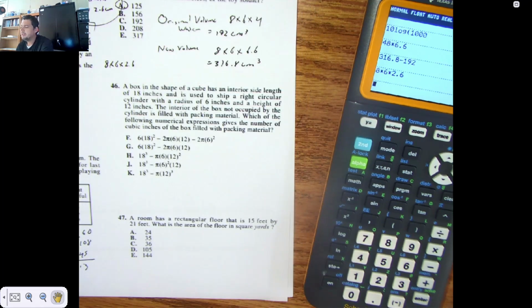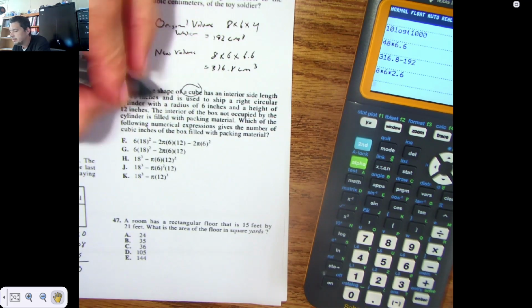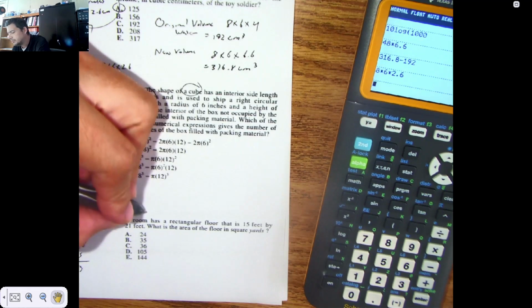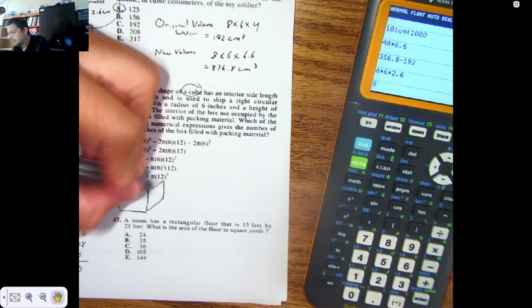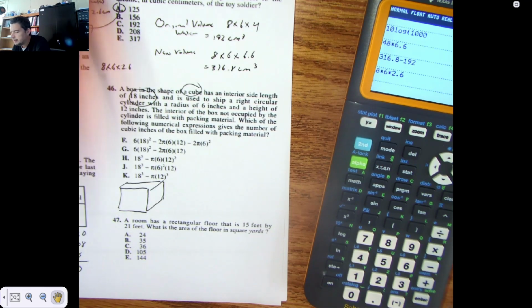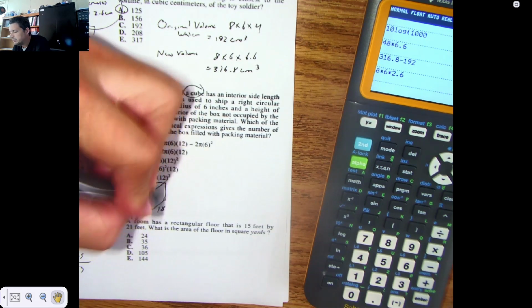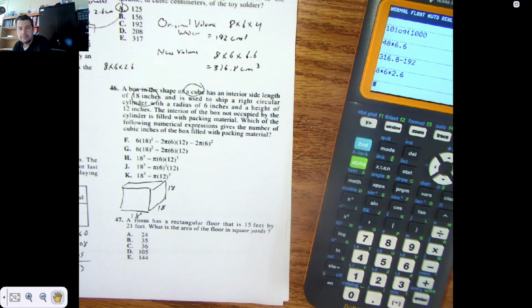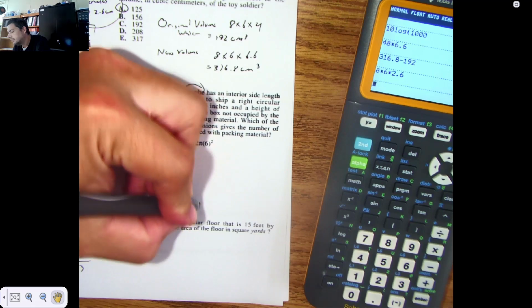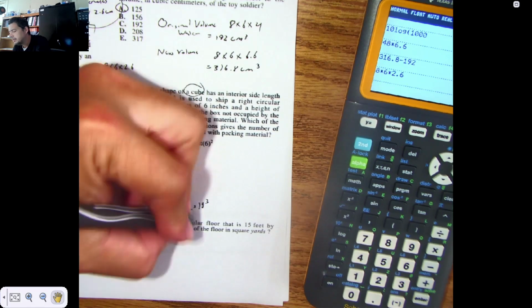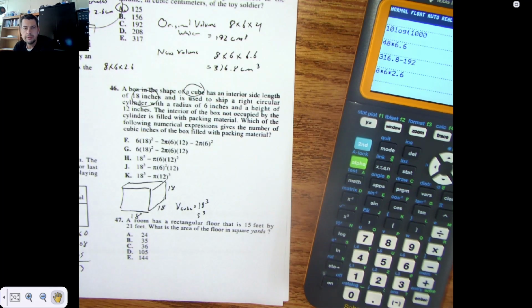All right. A box in the shape of a cube has an interior side length of 18 inches and is used to ship a right circular cylinder. Here's a box in the shape of a cube. And if it's a box in the shape of a cube, all 3 dimensions are the same. Volume of a cube is going to be 18 cubed because you take a side and you cube it. They're on your form quiz.